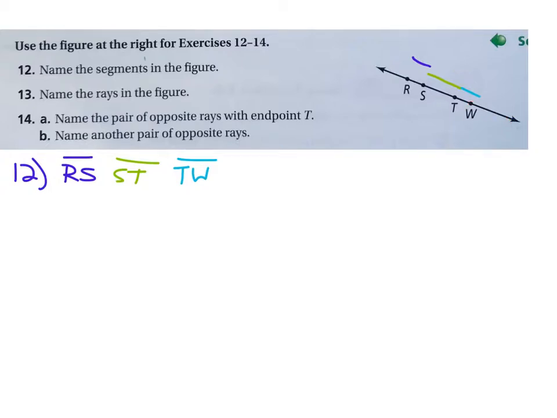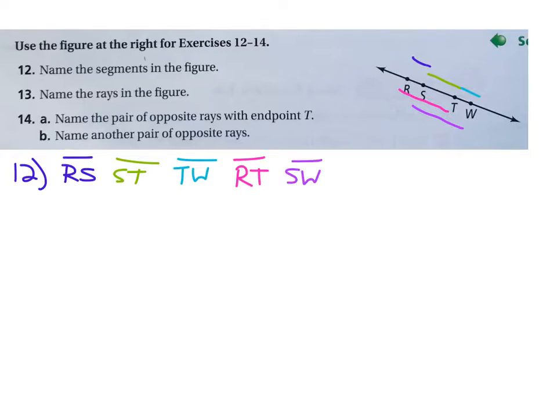I can't go from W this way because I need another point on that side of it and I don't have one. Theoretically, there are an infinite number of points over there, but I can't use that information to name any of them because they don't have names, okay? So now, let's do ones with two. Let's say R to T, segment RT. We also could do segment SW.